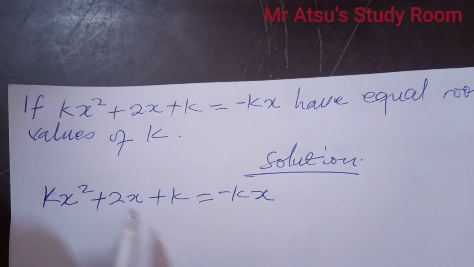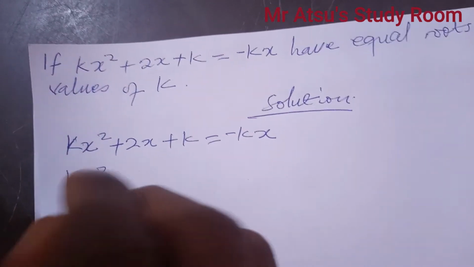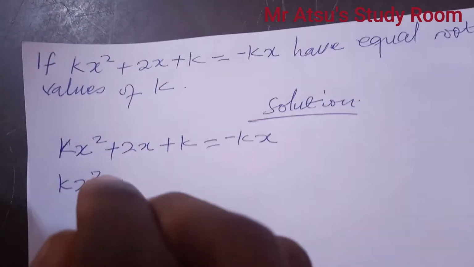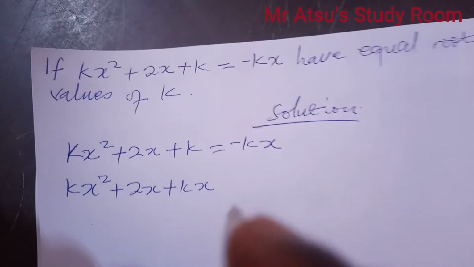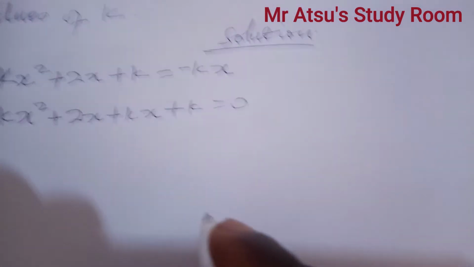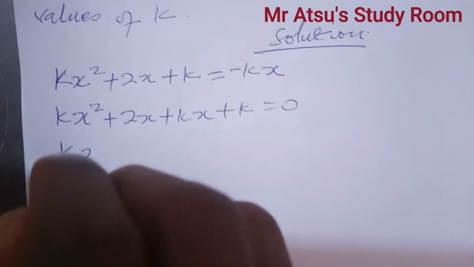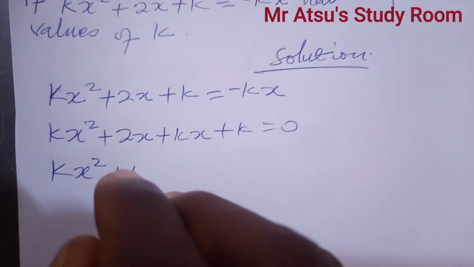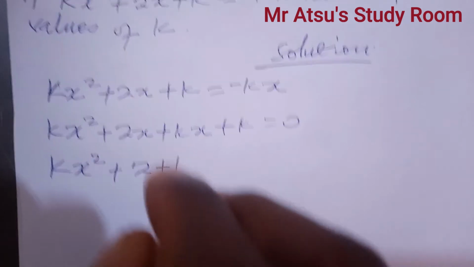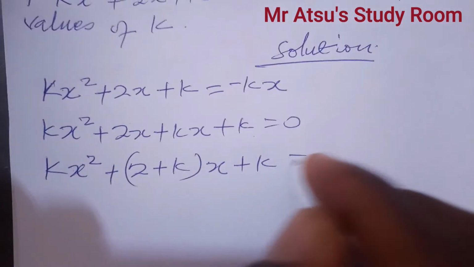We can move this one to have like terms. So we are going to have kx squared plus 2x plus kx plus k equals 0. That is not all. You have to factor the x out. So this will give us kx squared plus (2 plus k)x plus k equals 0.